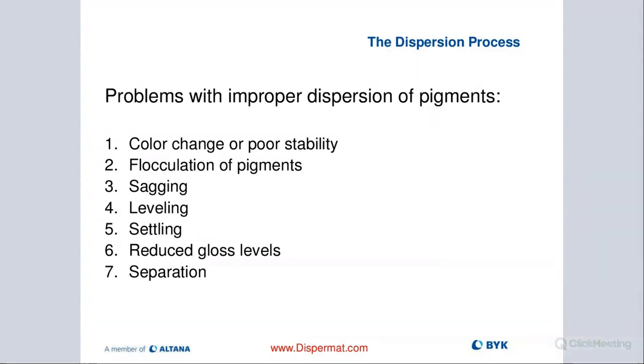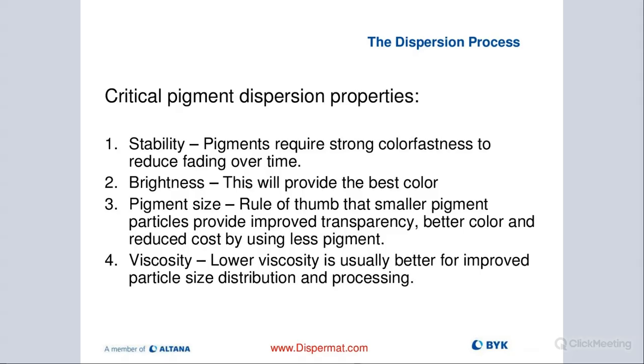So if we don't do it properly, obviously we're going to have shifting color. We're going to have poor product stability, and flocculation of our pigments. That usually is additive related. Sagging, leveling, and settling are some of the other issues that come up if we improperly disperse our mill base, as well as reduced gloss levels and separation. Those are some of the problems that would come up if we don't do a good job. So it's really important to remember the stability.